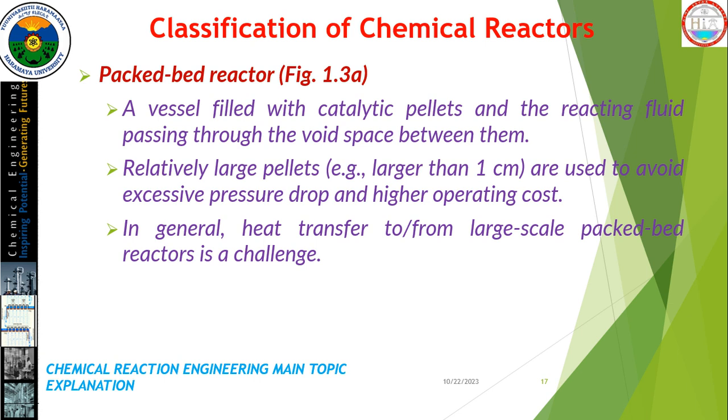Relatively large pellets, which means larger than 1 centimeter, are used to avoid excessive pressure drop and high operating costs. So we can use pellets relatively larger than 1 centimeter in order to avoid excessive pressure drop as well as high operating cost. In general, heat transfer to or from large scale packed bed reactors is a challenge because it causes heating, and heating of those materials may damage them.